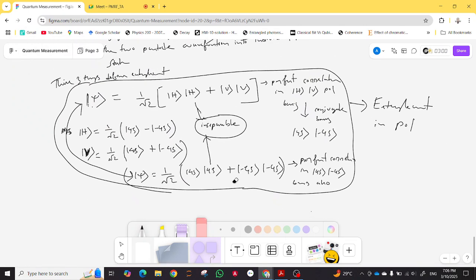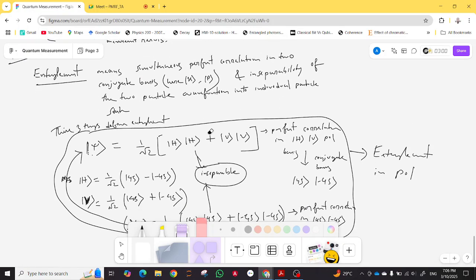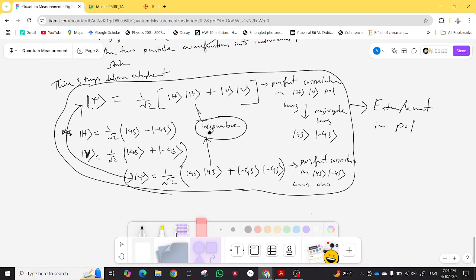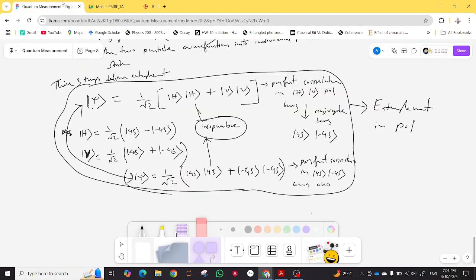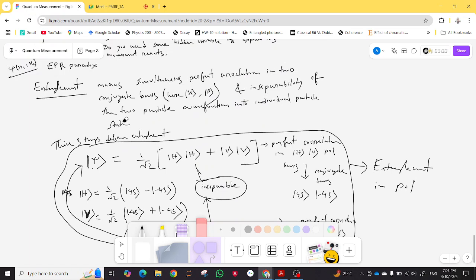So before discussing the weekly assignments, I will ask, do you have any doubts from this entanglement EPR paradox discussion that I covered last week? If not, I just want to finish this EPR paradox and entanglement, a few more things like the hidden variables one. Then we will discuss the assignment questions and related questions regarding that.